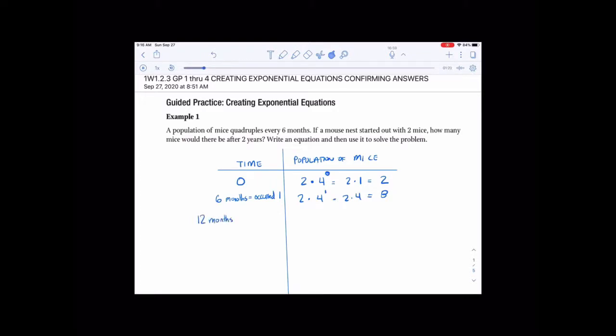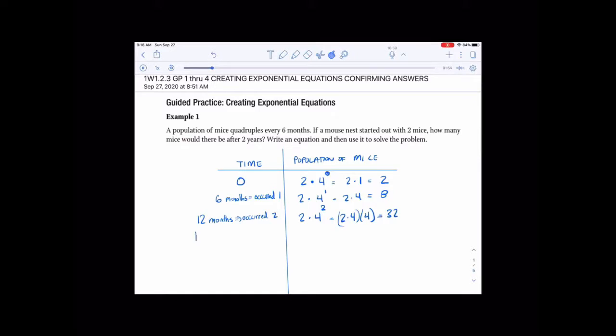After 12 months, it has quadrupled twice. So it has occurred 2 times. So we would have our initial population of 2 multiplied by 4, and it has occurred 2 times. So it's raised to the exponent of 2, which is equivalent to 2 multiplied by 4, which was after 6 months. And then we're going to quadruple that. So multiplying it by 4, and we'd have 32 mice. So 32 mice after 12 months.